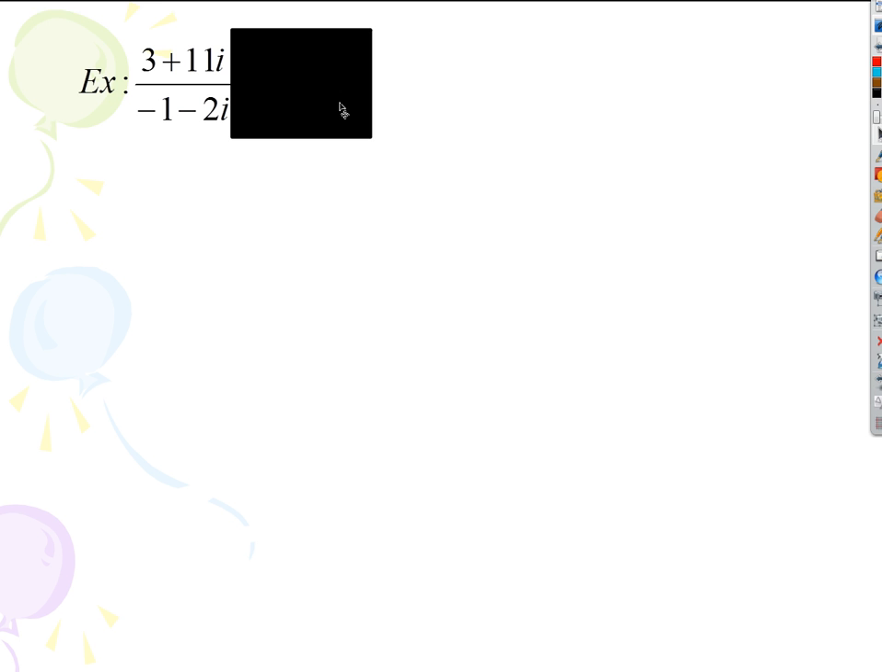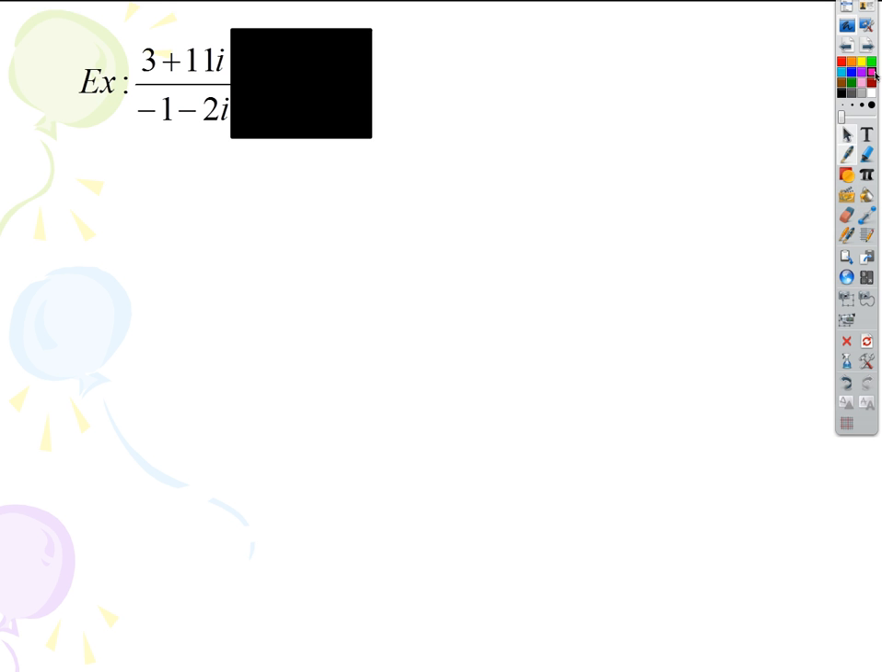Okay, how do we do these? Here's how I want you to think about this. Remember what we did when we were dividing radicals. We had a rule. We said no radicals in the denominator, and so we had to get rid of radicals in the denominator if they showed up, right?